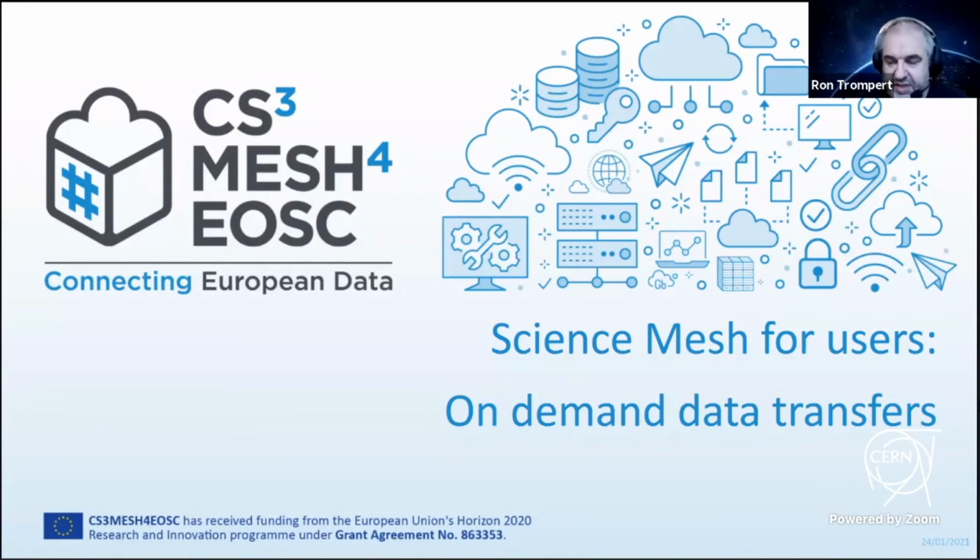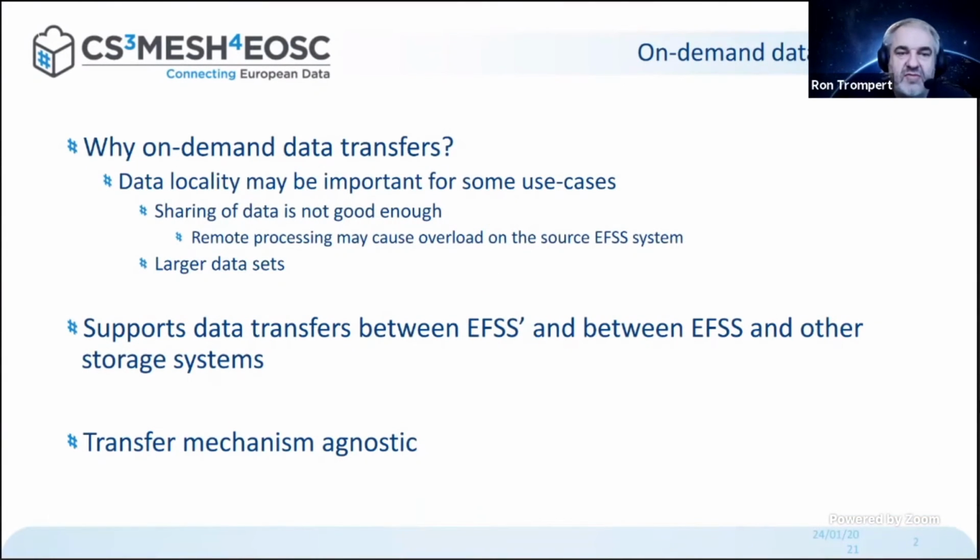This is a very short presentation on the Science Mesh for on-demand data transfers. So why on-demand data transfers? Well, there are a number of use cases where data locality is important. For instance, if somebody has a data set of 50 or 100 terabytes and you want to do high throughput data processing on it, you can share the data, but if these 100 terabytes have to be drawn across the network a couple of times, it may be very cumbersome. So it's good to have the ability within sync and share services to copy data sets elsewhere, particularly for larger data sets.